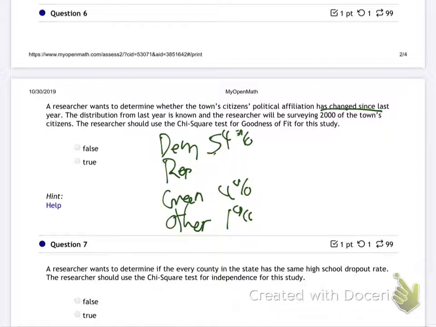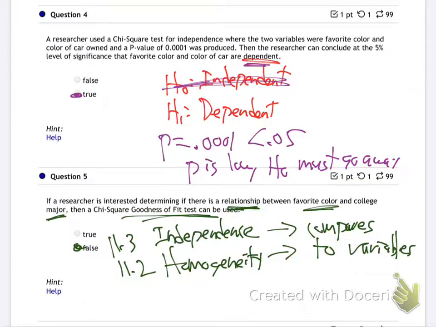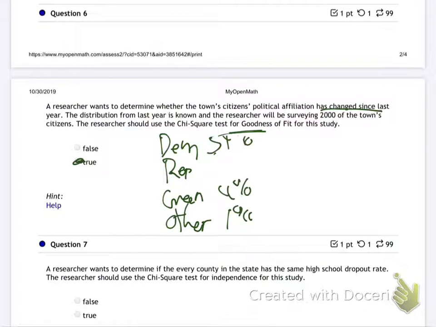Anyway, is that a goodness of fit? Yes, for sure. That makes sense. You've got one variable, political affiliation, and you're testing it, comparing it, seeing if it fits. As opposed to two variables, like favorite color and major, which would be an independence test or homogeneity. Goodness of fit is one variable comparing two situations.